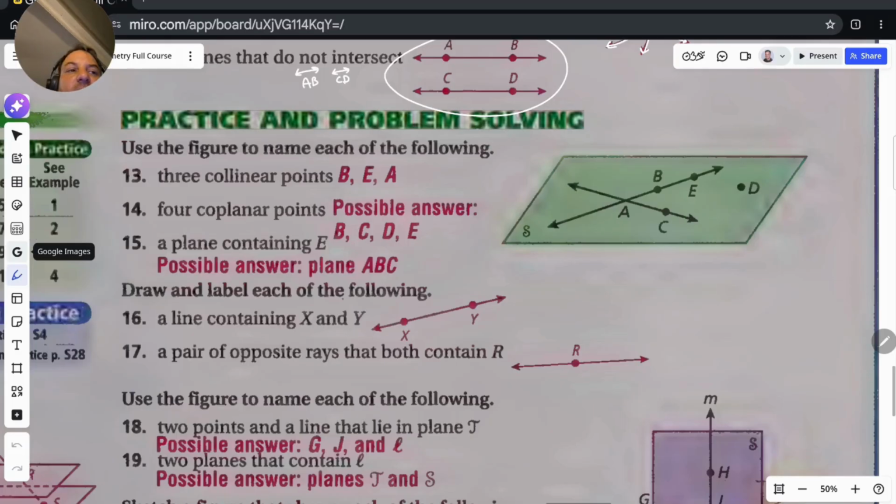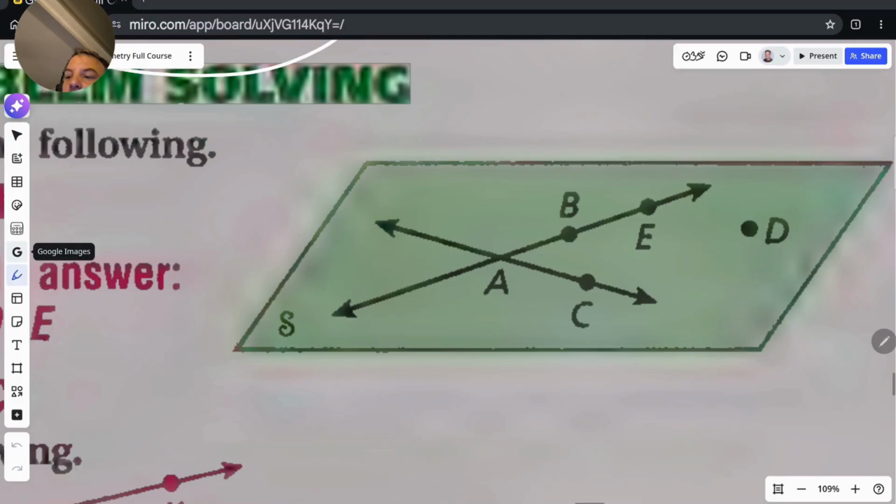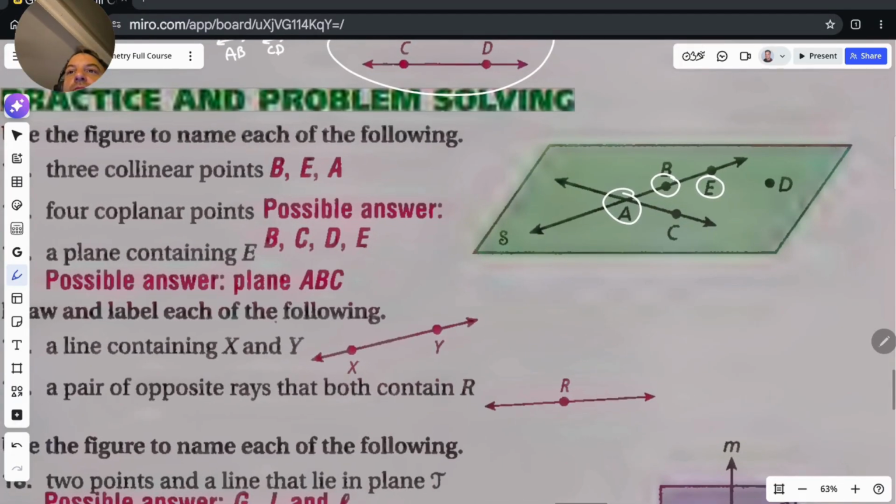Alright, use the figure to name each of the following. Question 13 asks for 3 collinear points from our figure here. So let's jump over here. We have B, E, A. They all lie on the same line. So we can trace the line here through B, E, A. On the figure, we can write next to question 13, B, E, A.